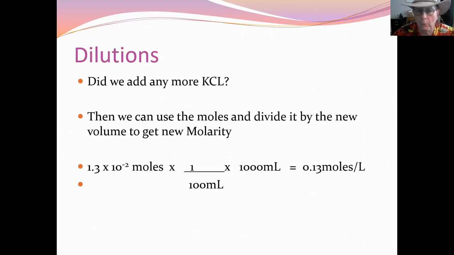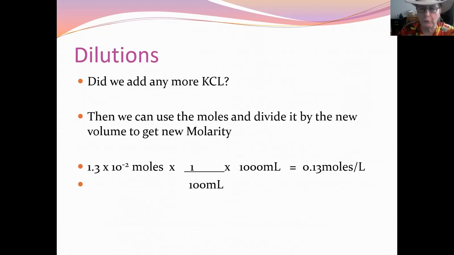So what I'm going to do is take my 1.3 times 10 to the minus 2 moles, and multiply it by 1,000 milliliters over 100 milliliters, which is the same thing as saying dividing it by 0.1 liters. If I divide it by 0.1 liters, that means my new solution is 0.13 moles per liter.